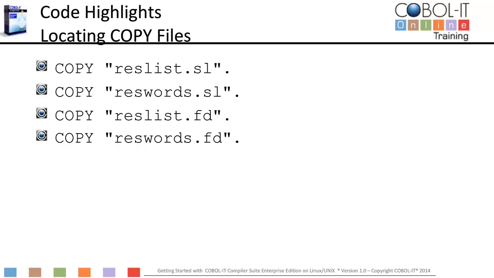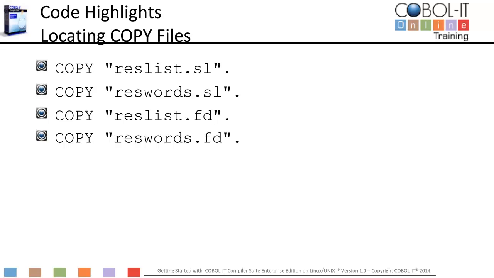Locating copy files. Select clauses and FD clauses in the RESMAIN application are stored in copy files in a subdirectory named copy. As a result, the compiler requires the use of the I compiler flag to indicate where they are located. The SL and FD extensions are not default extensions for copy files, so it is necessary to use the full file name in the copy statement.